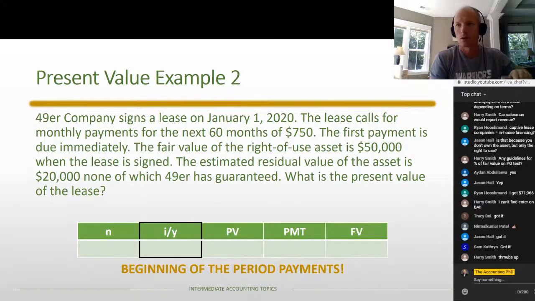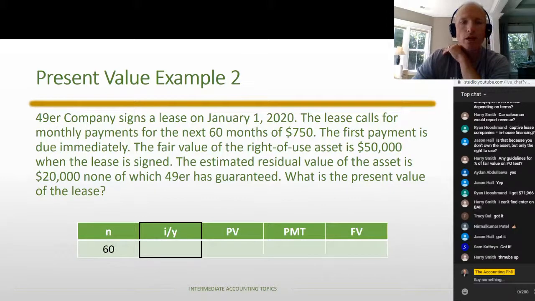All right. So now that we have the settings correct, now let's start filling in the information. Hopefully from the problem it's obvious that there are 60 monthly payments. We're solving for the implicit rate. From the lessor's perspective, they're giving up that asset today, so that's a negative flow of $50,000. Of course, they're going to receive payments of $750, and they're getting the asset back for $20,000 at the end.